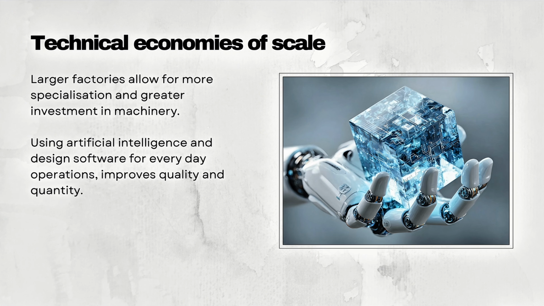Technical economies of scale is when larger factories allow for specialization and greater investment in their machinery. This can be them using state-of-the-art artificial intelligence and design software for everyday operations. This will improve quality and quantity of output, and in the long run, reduce average costs.